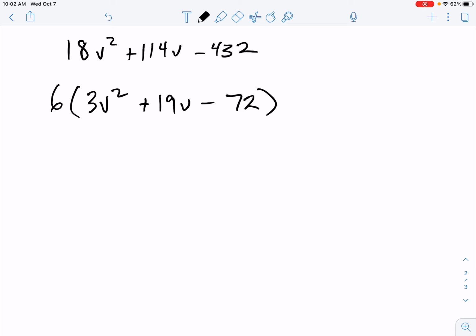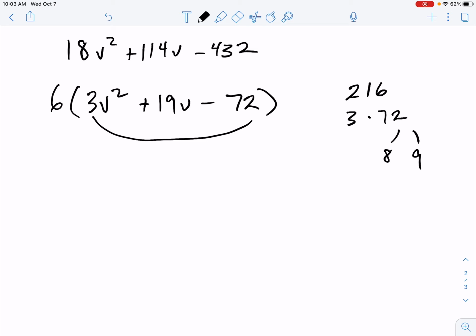All right, the next step is the A times C, 3 times 72. Again, I'm just plugging that into my calculator. 3 times 72 is 216. So I'm looking for numbers that will multiply to give me 216 that are going to add up to 19. Now, I got these by doing 3 times 72, right? And I know 72 is 8 times 9.